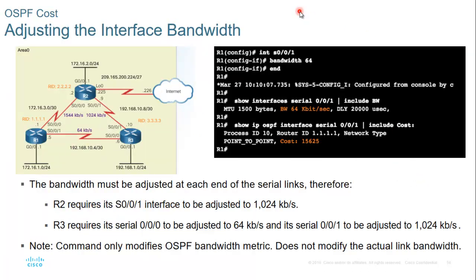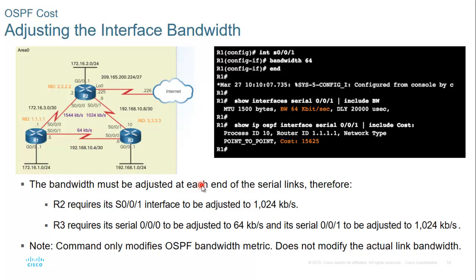So if you want to adjust a specific bandwidth for a specific interface, you go into the interface and use the bandwidth command. Okay, simple enough. So now the interface 0/0/1, which was 1544 before, is now 64 kilobits per second. And when we show ip ospf interface of that particular interface to include cost, you will find that the cost has risen. Okay, we have made the bandwidth lower, the cost will go higher.